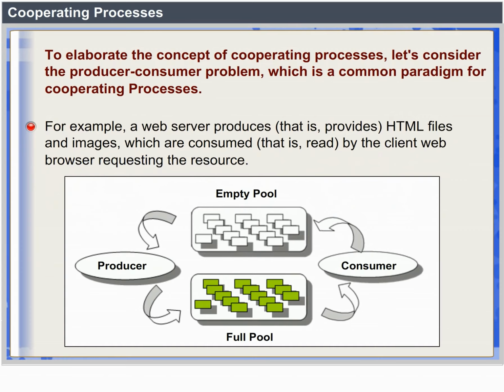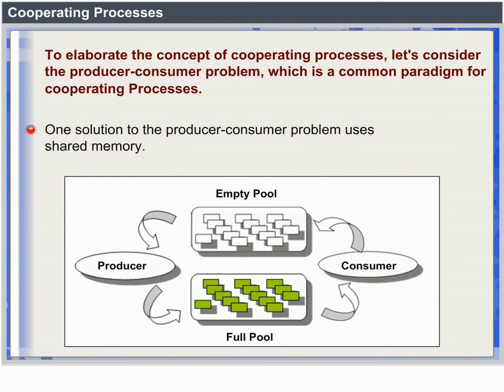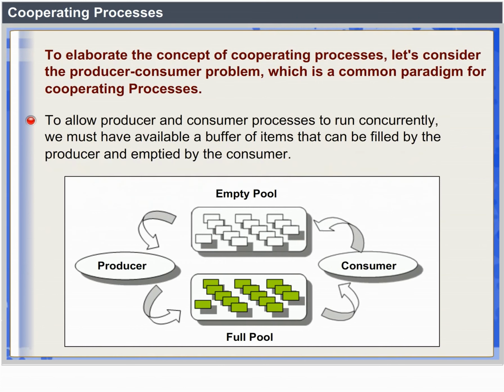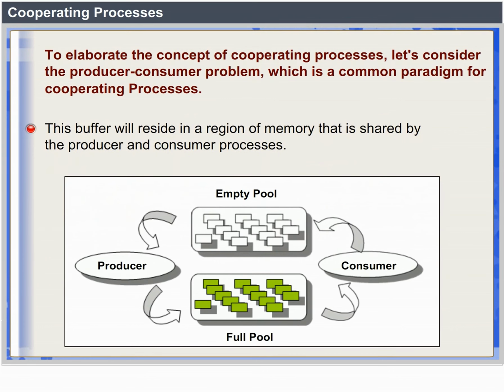One solution to the producer-consumer problem uses shared memory. To allow producer and consumer processes to run concurrently, we must have available a buffer of items that can be filled by the producer and emptied by the consumer. This buffer will reside in a region of memory that is shared by the producer and consumer processes.